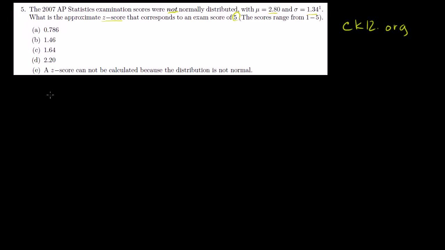We just need to figure out how many standard deviations 5 is from the mean. Well, you just take 5 minus 2.8. Let me be very clear. The mean is 2.8. They give us that. Didn't even have to calculate it. So 5 minus 2.8 is equal to 2.2. So we're 2.2 above the mean. And if we want that in terms of standard deviations, we just divide by our standard deviation, 1.34.